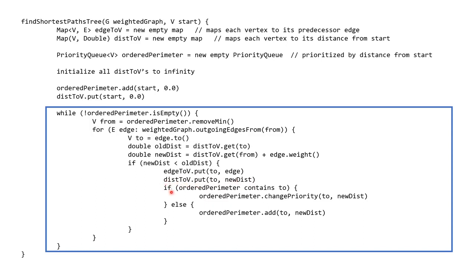And then we're going to check if our priority queue contains this node. And if it does, we're going to update the priority to our new distance. And if it doesn't, we're going to add it to the priority queue to explore later. If that was confusing or too fast, don't worry, we're going to be going through this line by line very shortly.